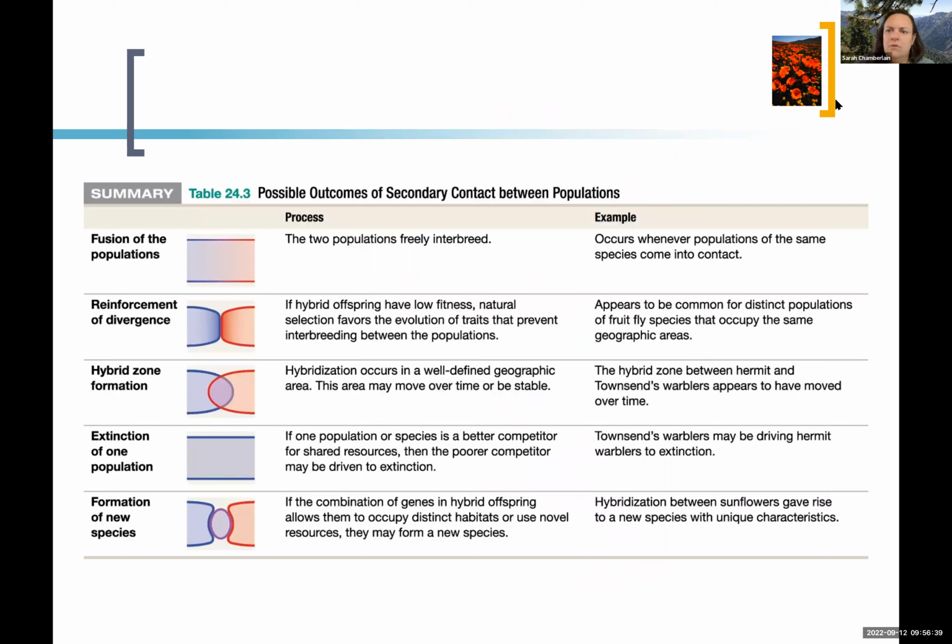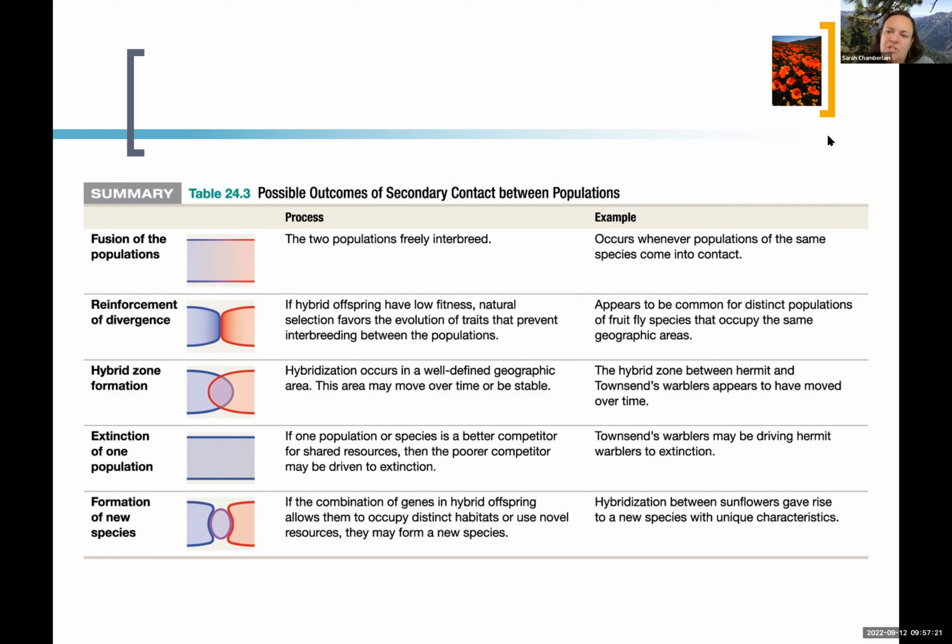So if you've got this separation and then reconnection, do we or do we not have speciation? Well, it depends on what happens. You can have a fusion of the two populations, they freely interbreed, and then we would say, well, that wasn't really speciation, was it? They come together and freely interbreed, so there was allopatric separation for a minute, but they didn't actually successfully become different species. Okay.